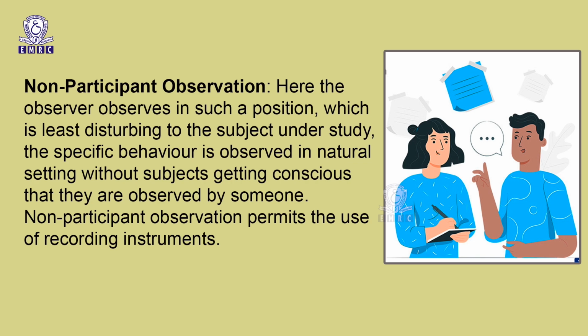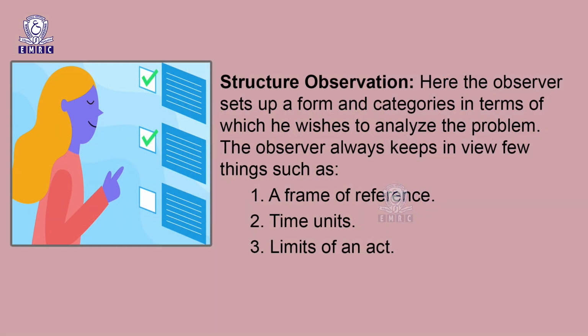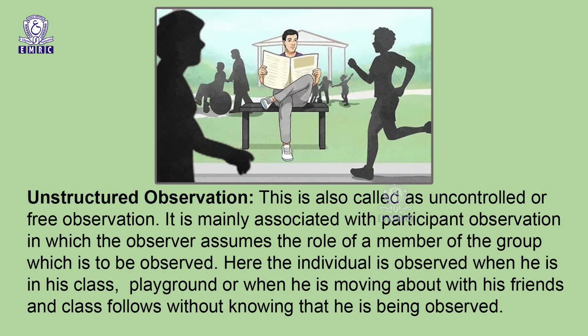Non-participant observation permits the use of recording instruments. Then comes structured observation. Here the observer sets up a form and categories in terms of which he wishes to analyze the problem. The observer always keeps in view a few things such as a frame of reference, time units and limits of an act. Then there is unstructured observation.